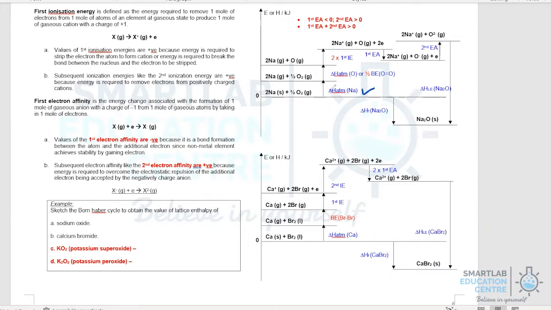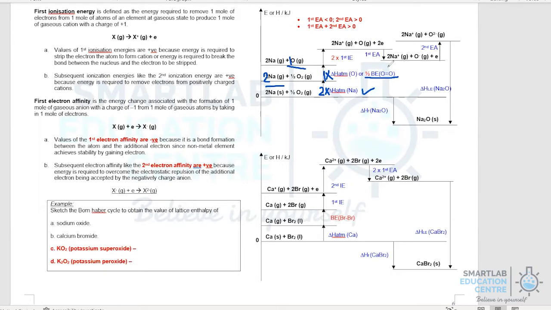And in this case, we can atomize sodium and we need to multiply by 2. And in the case of atomization of oxygen, we just multiply by 1, since there's only 1 mole of gaseous atom form, as compared to sodium, which has 2 moles of gaseous atom. Or in this step, we can make use of half of bond energy of O double bond O.